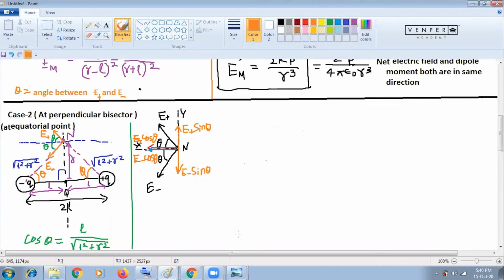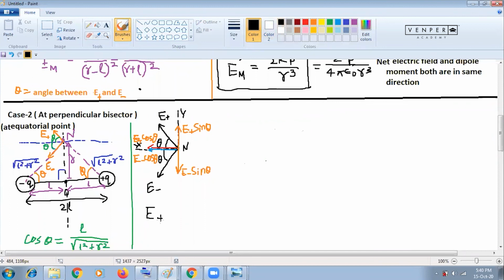Okay, good. Now I have to write what is my E plus and what is my E minus. So now let me take what is my E plus and what is my E minus. Here I'm taking what is E plus.